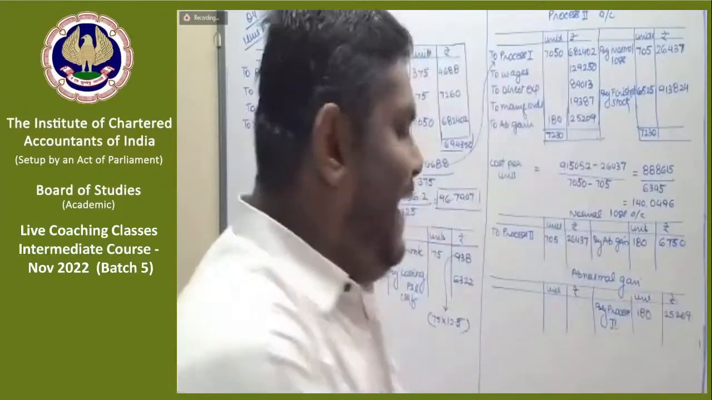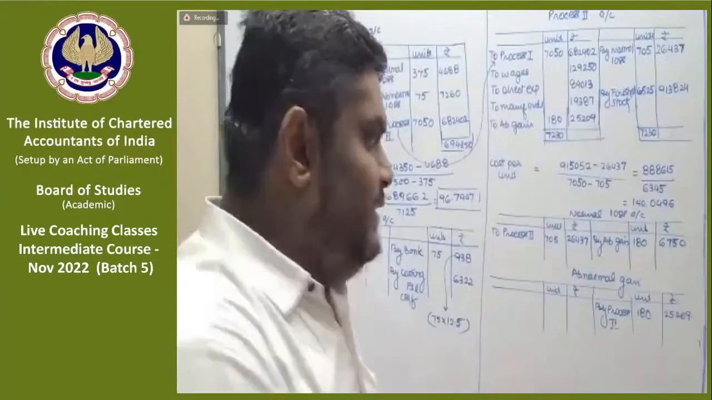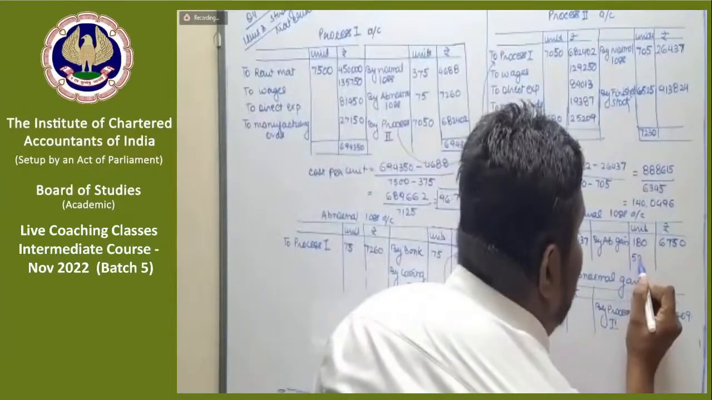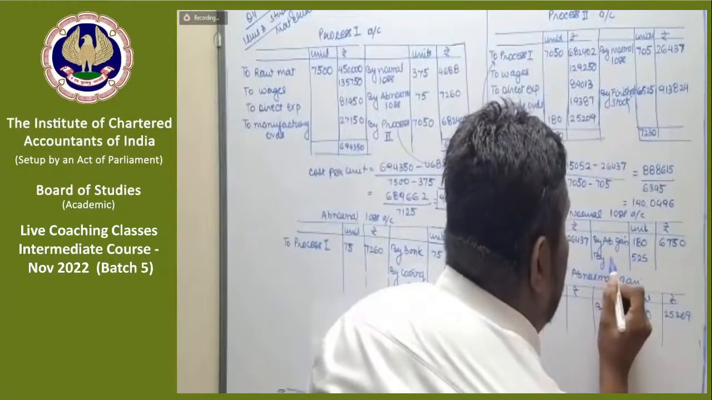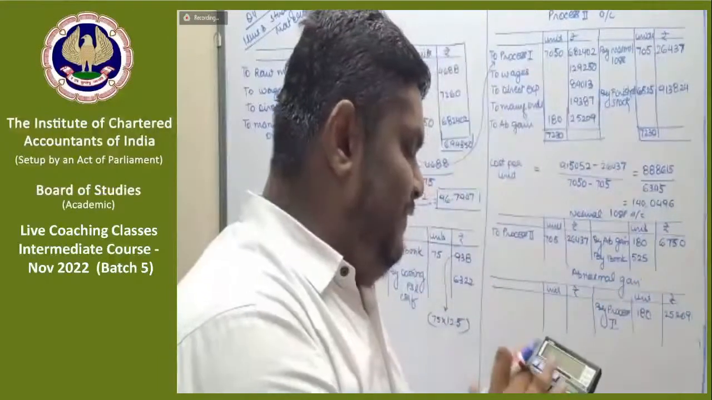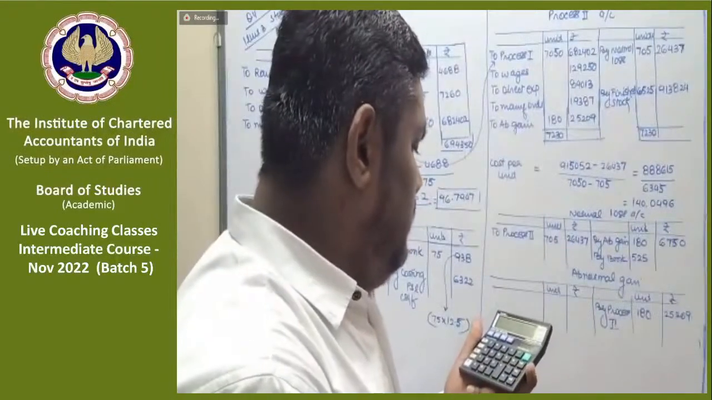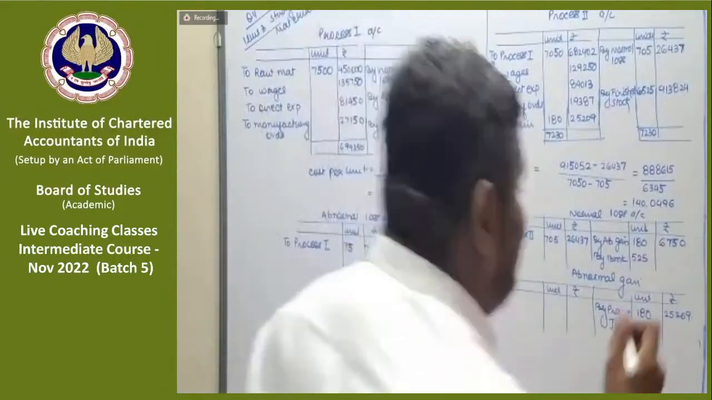So only the balance units, that is 705 minus 180 units, that is 525 units, will be sold in the market at the rate of 37.5. So that this will be 19687.